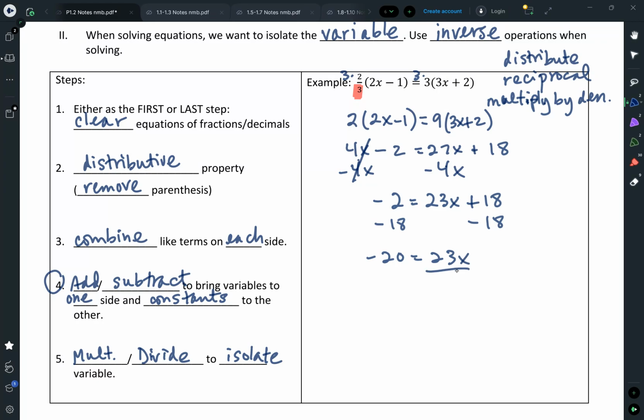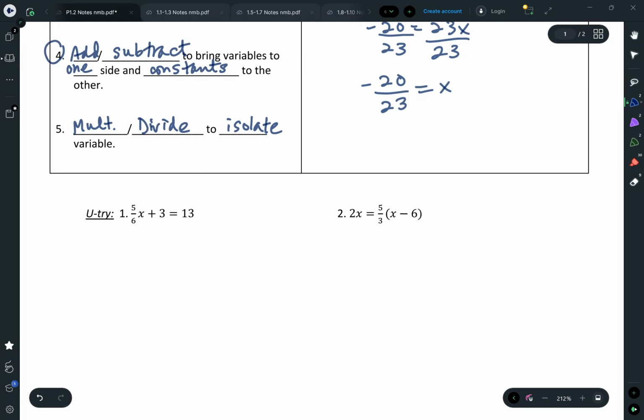Last step, divide both sides by 23. So my answer is negative 20/23 is equal to x. We're leaving it as a fraction. It's fine. Okay, so there's a couple more.